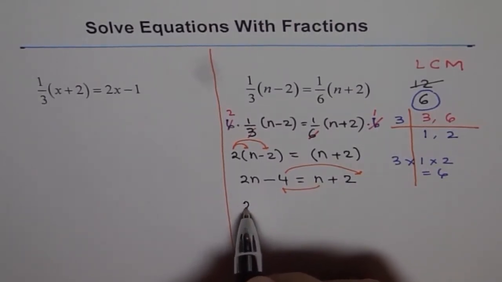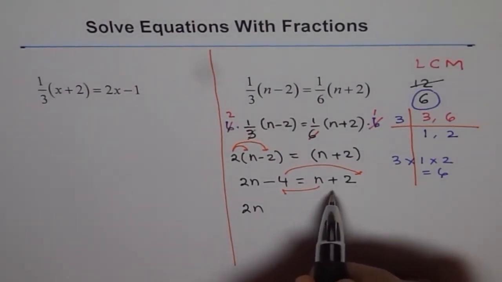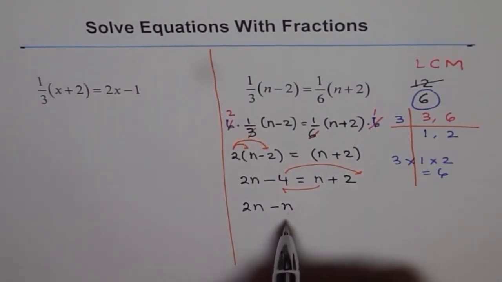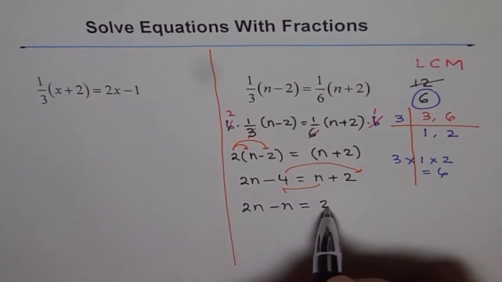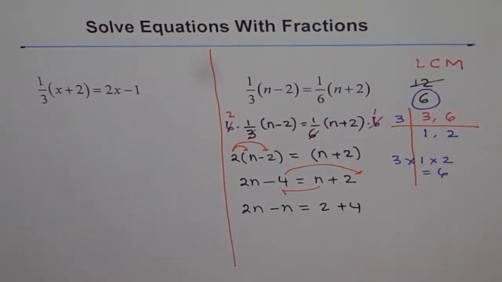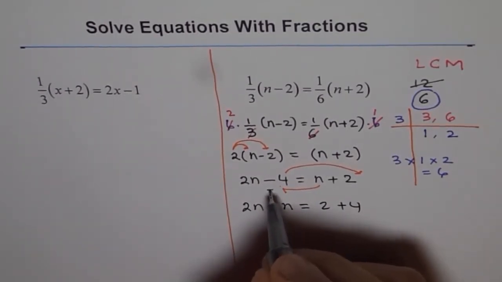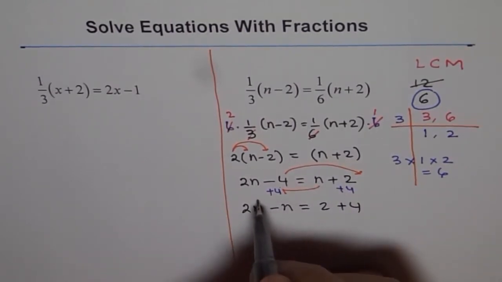So that is 2n, and when I bring this n to this side, that is I'm doing minus n on both sides, I get minus n here, right? And what I do here is, I already have 2 and I'll add 4, correct? So what I did was, on both sides I added 4, correct? This is the first thing, and then I did minus n.